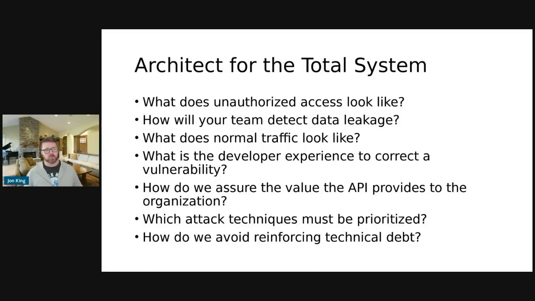What does normal traffic look like? What's my baseline? How do I establish my rate limits, so I know what to expect? What should throttling look like if I detect unusual activity? What is the developer experience to correct a vulnerability?